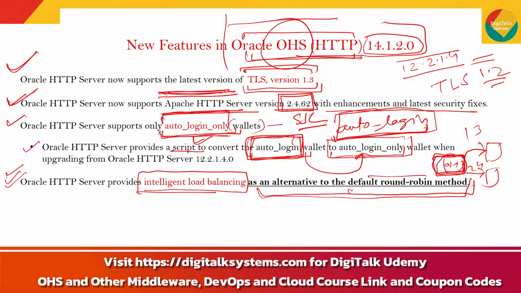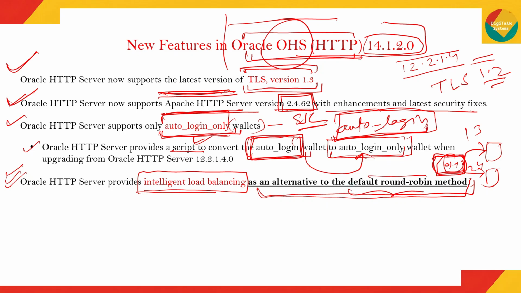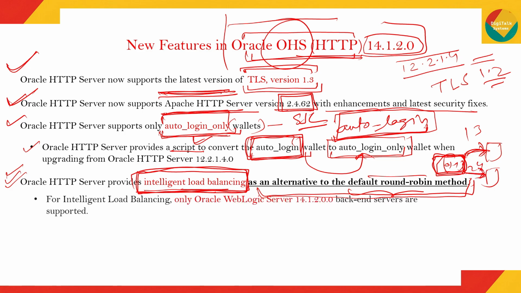Now, apart from this, we have one more algorithm that has been incorporated, which is intelligent load balancing. That means the load balancing which is happening to the backend is intelligent. Now, how is it made intelligent? Let me tell you about that.